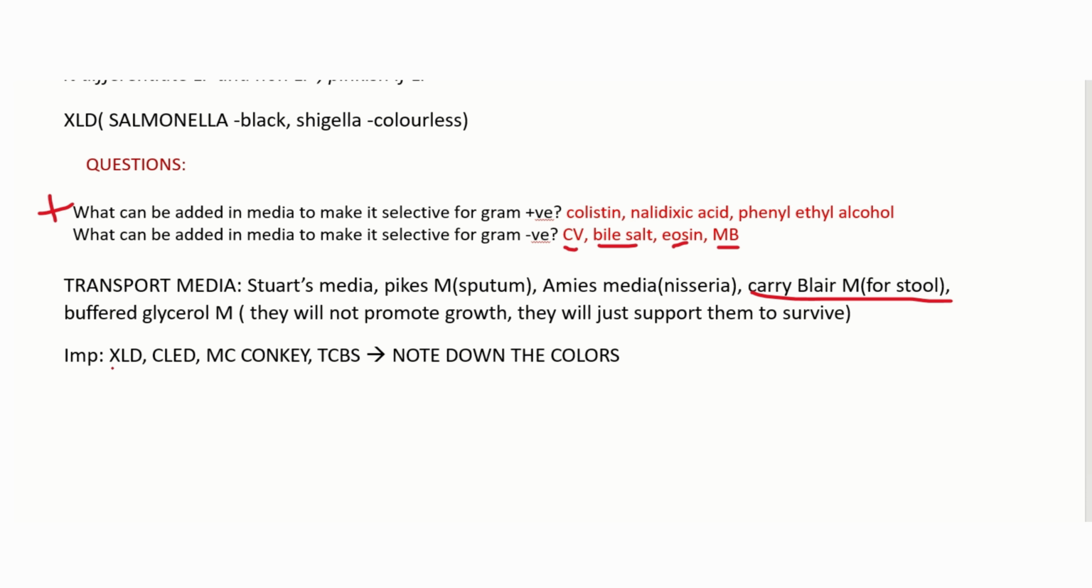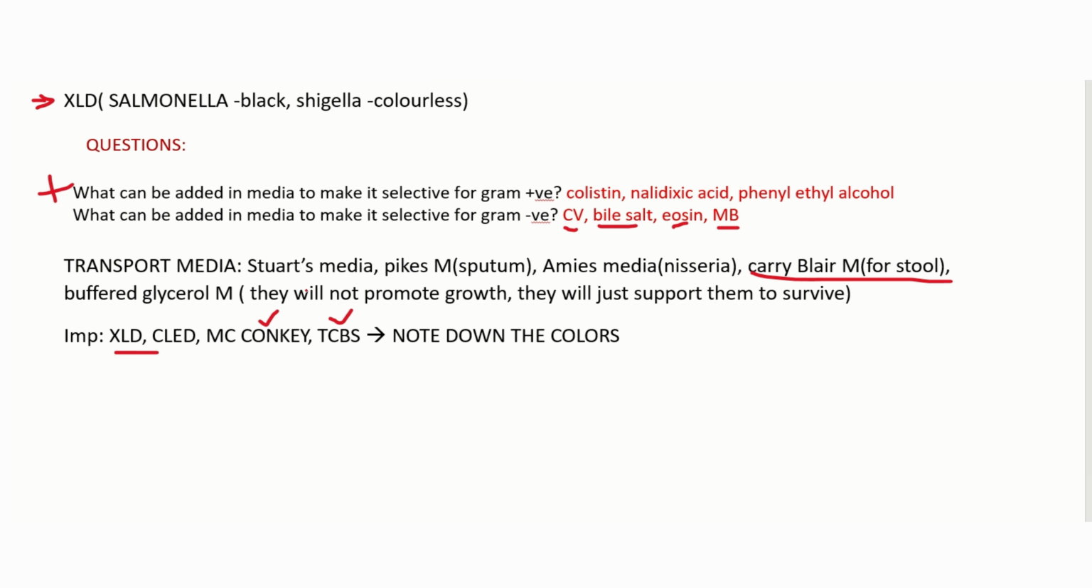So the important one is XLD. I have said that XLD is to differentiate Salmonella and Shigella. If it's black it means Salmonella and if it's colorless it means Shigella. Then MacConkey differentiates lactose fermenters and non-lactose fermenters. The only gram-positive bacteria that grows in MacConkey is Staphylococcus aureus, and TCBS is used for Vibrio. So these are the important ones.